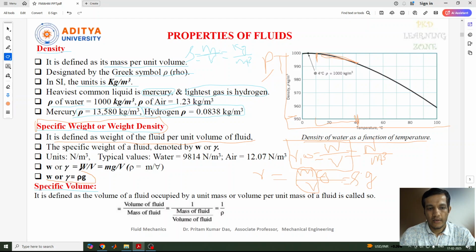That's what I have given here: W equal to rho into g. So this is one of the properties of fluids. Similarly, another property is specific volume.